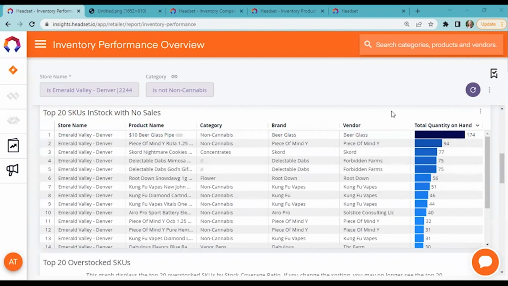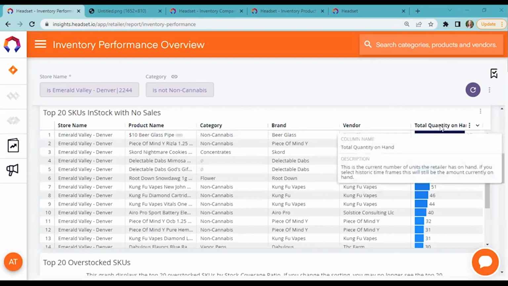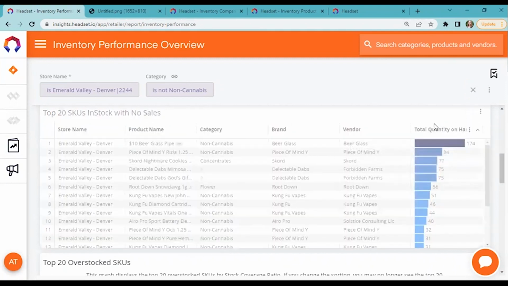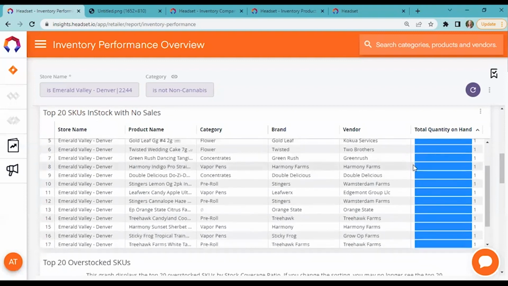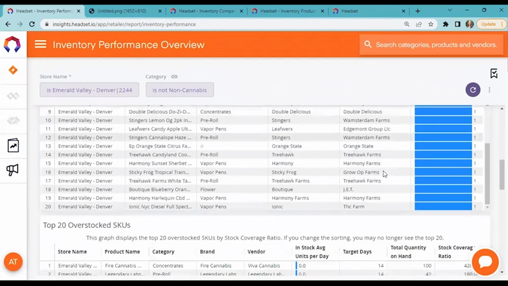So what we typically recommend is sorting this differently. So click on total quantity on hand and it'll sort from lowest to highest. Once we sort this, this is going to give us a better idea of products that you've had in stock for the last 60 days that maybe are just sitting there. They might be, you know, expired products. They might be, who knows what's going on.